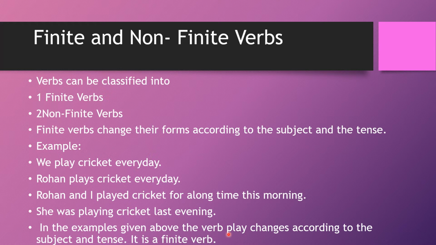So, the verb play has changed according to the subject and the tense. Here, the tense is past tense, so play becomes played. Over here, she was playing cricket last evening. So, was playing, when the tense is past continuous or present continuous, then that verb play has become playing, and therefore it is a finite verb. So what is a finite verb? When the verb changes its form according to its subject and tense, then we call that verb a finite verb.